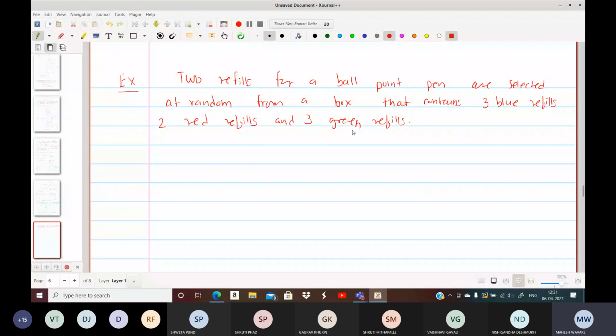If x is the number of blue refills, and y is the number of red refills selected.